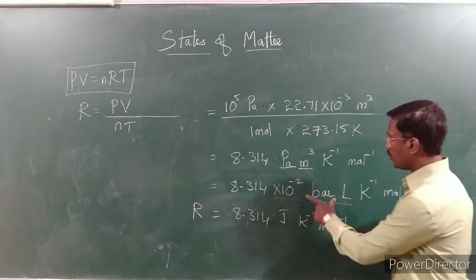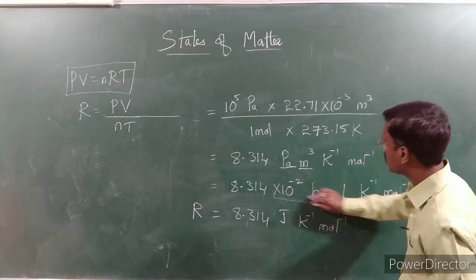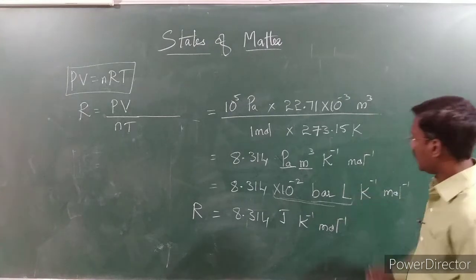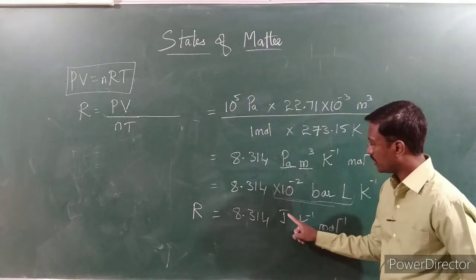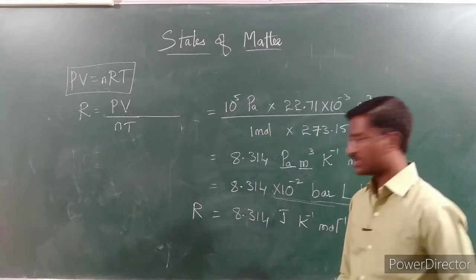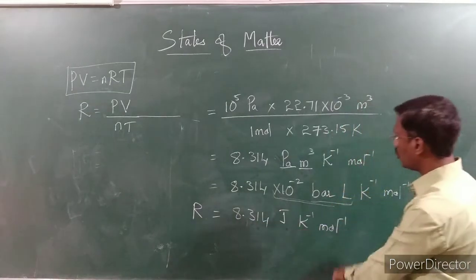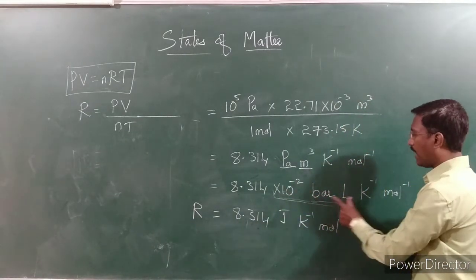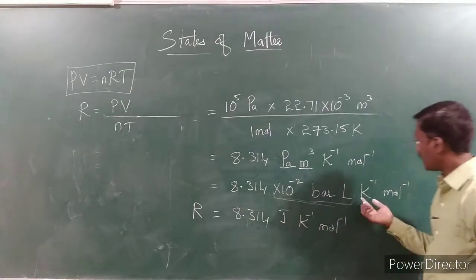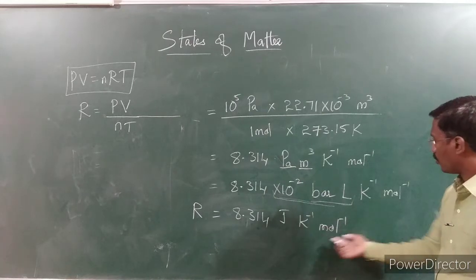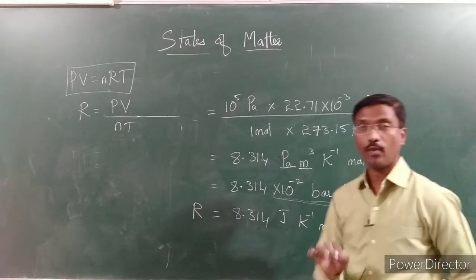The reason we have done this is that by taking this 10 raised to minus 2 bar liter, we are converting it into the form of energy, that is joule. J is nothing but the SI unit of energy, joule. The remaining everything is the same, 8.314 joule. Joule is nothing but here 10 raised to minus 2 bar liter. We have converted that into the form of energy, joule, and the remaining is as it is, per Kelvin per mole. So this is the constant fixed value of R.